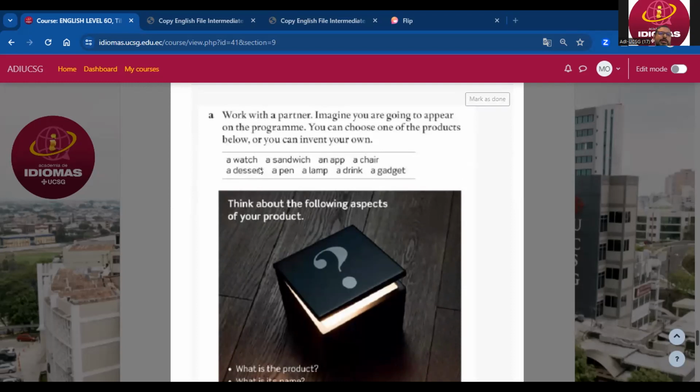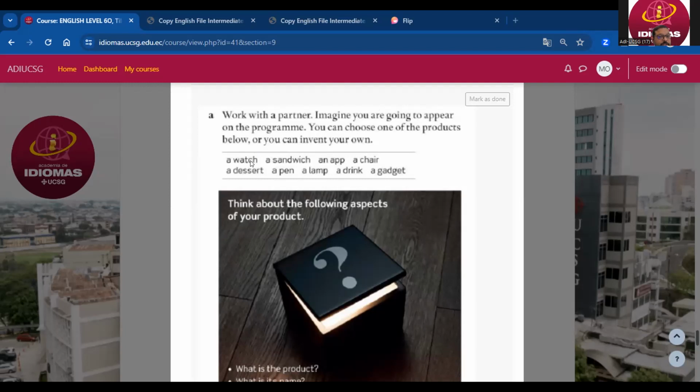What I'm going to do is create the Zoom meetings, the Zoom rooms. You're going to be in pairs, two, maximum three students. Then when you tell me that you are ready, I enter the room and you're going to explain to me your business idea. Once again, the products here are examples, recommendations, suggestions. If you want to take from that list, great. But you can choose one of the products below, or you can invent your own.